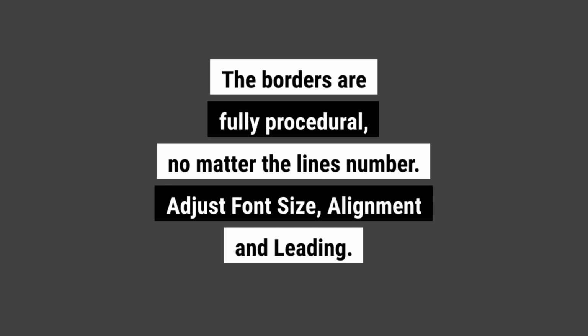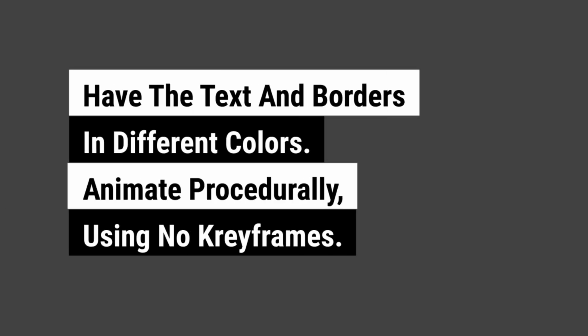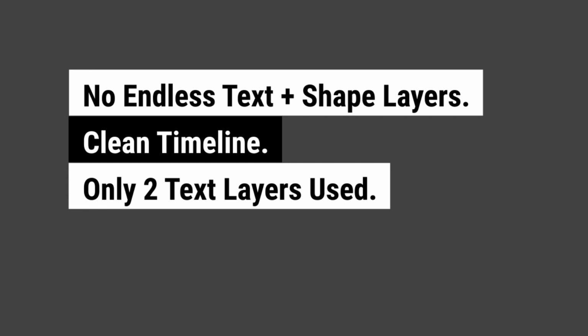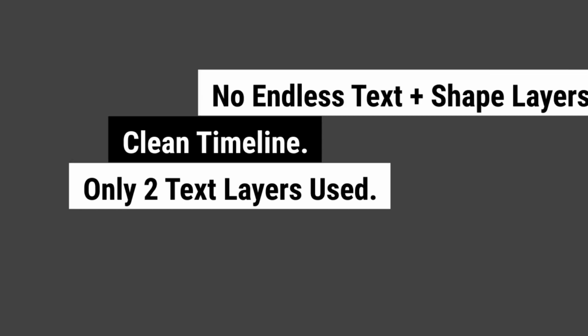The borders will automatically fit each line of text, no matter how many lines you have. You can adjust the overall font size, alignment, and leading also, without breaking anything. On top of that, you could have different colors per line and also animate those lines moving on and off the screen procedurally using expressions. I'll show you how to do this without overflowing the composition timeline with countless layers of text and shape layers. All in all, we'll make use of just 2 text layers.